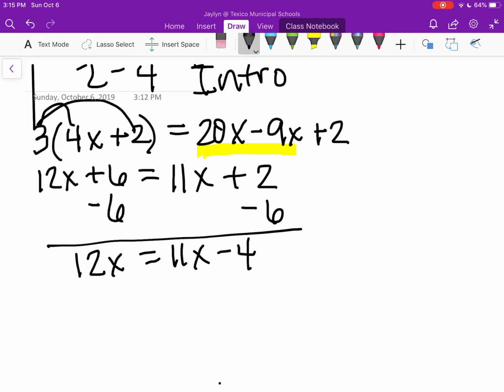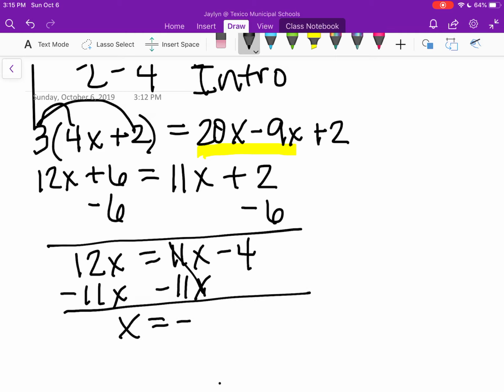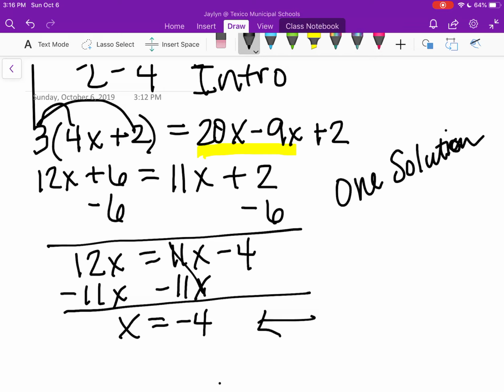Now then, to finish solving, I need to isolate my variables, so I need to get them on the same side. That gives me, I'm going to subtract 11x on both sides. These cancel, and I'm left with x equals negative 4. So, if you're wondering, this is an equation with one solution, and my solution is x equals negative 4. Okay?